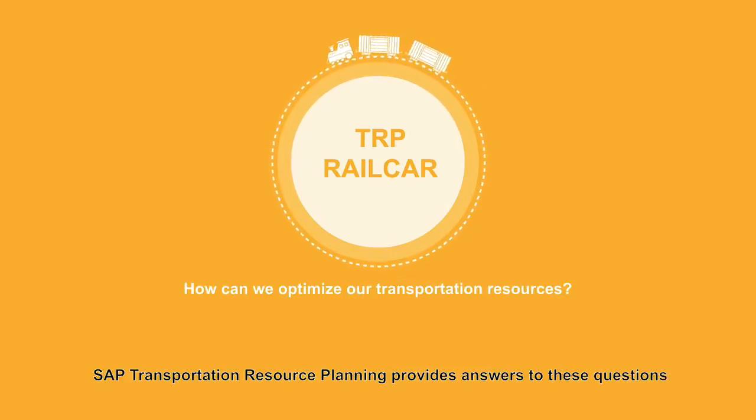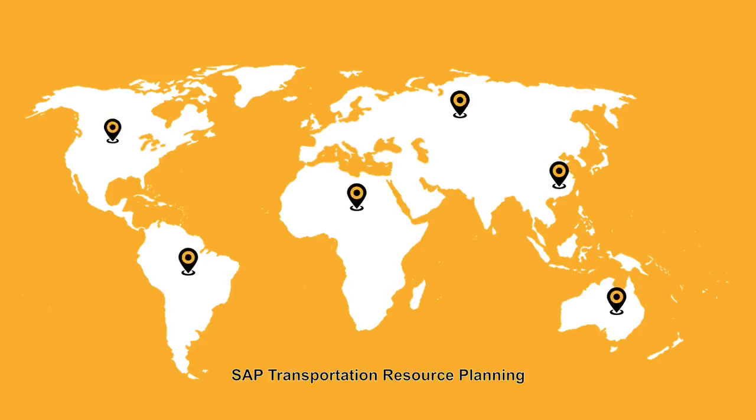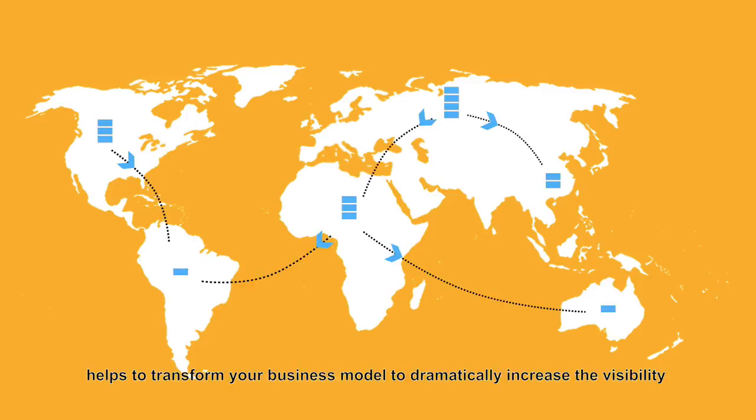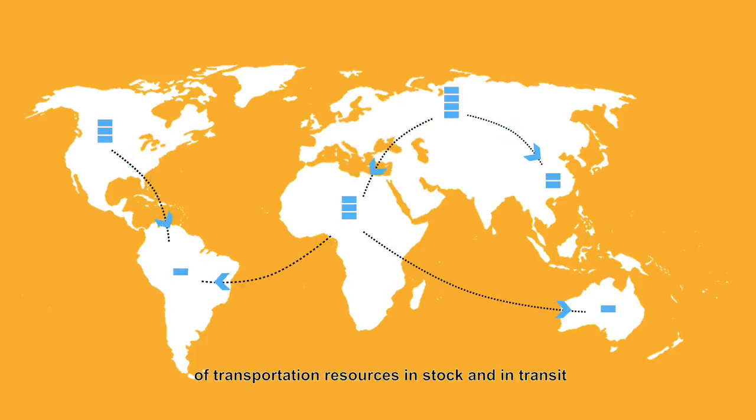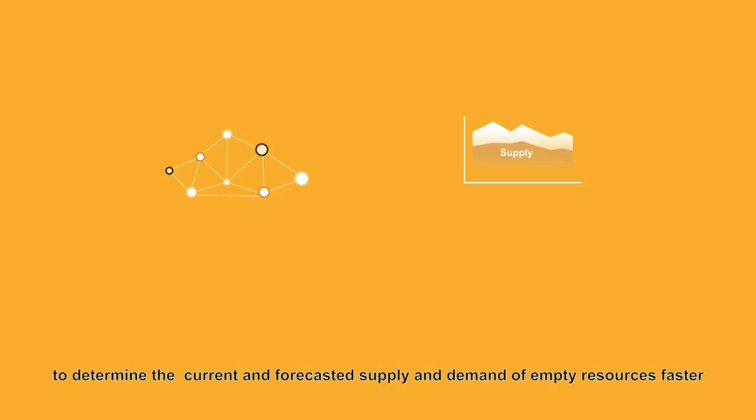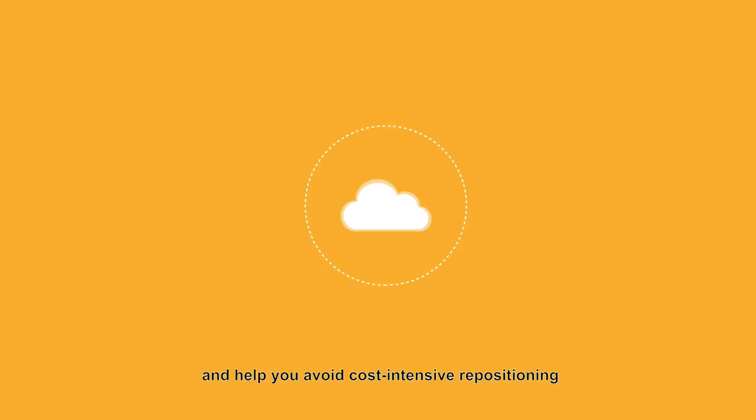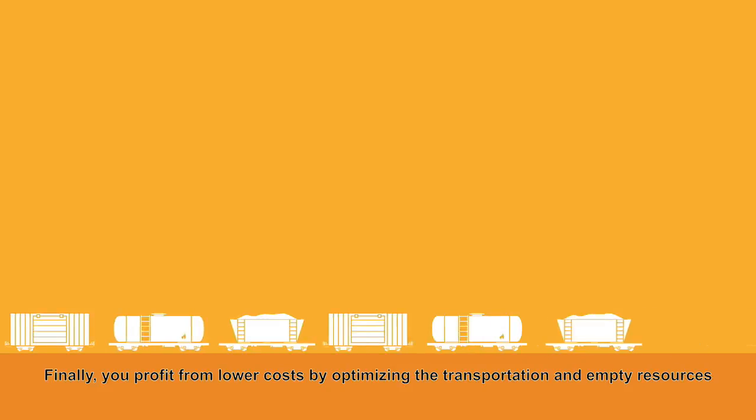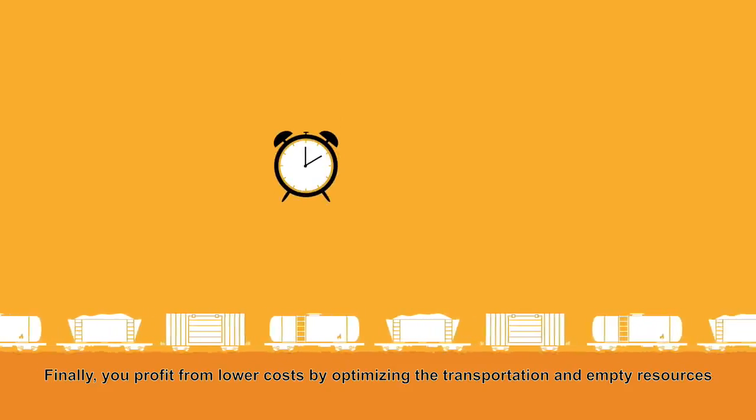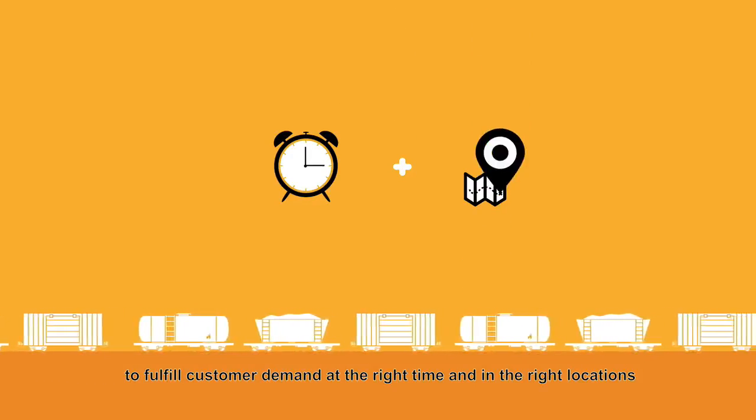SAP Transportation Resource Planning provides answers to these questions. SAP Transportation Resource Planning helps to transform your business model to dramatically increase the visibility of transportation resources in stock and in transit. You benefit from enhanced computation models to determine the current and forecasted supply and demand of empty resources faster and help you avoid cost-intensive repositioning. Finally, you profit from lower costs by optimizing the transportation and empty resources to fulfill customer demand at the right time and in the right locations.